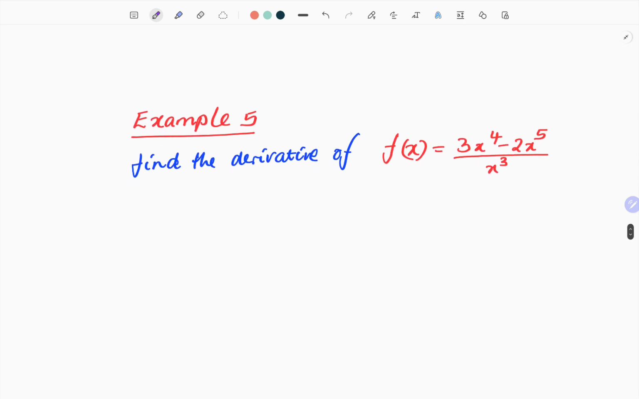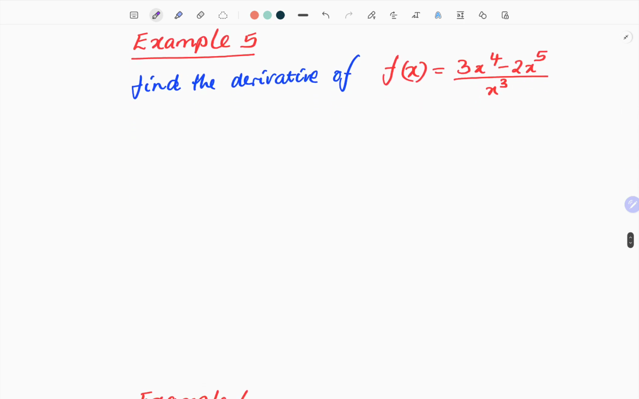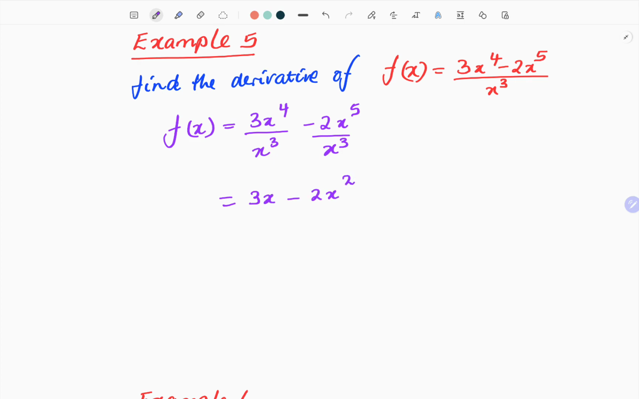Moving on to the other example. Find the derivative of f(x) is equal to 3x squared minus 2x to the power 5 over x cubed. So what you do here, you want to split your fraction to become 3x to the power 4 over x cubed minus 2x to the power 5 over x cubed. Then you can solve this and you'll be left with 3x minus 2x to the power 2. Now you can do your first derivative.